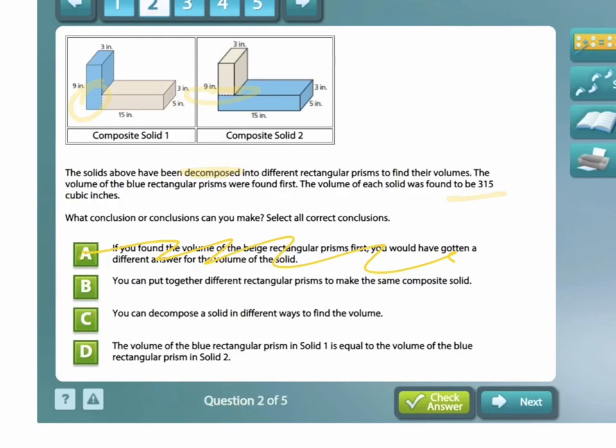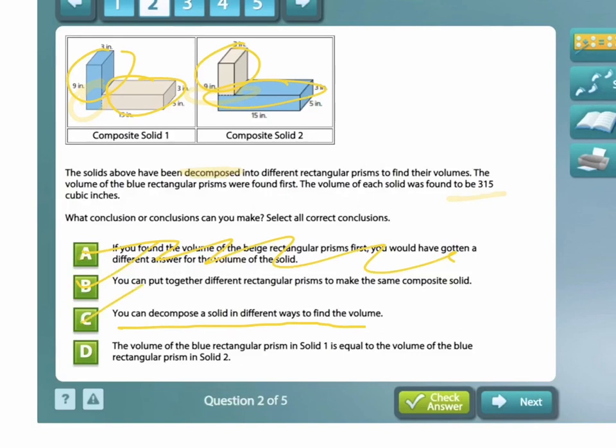Statement B, you can put together different rectangular prisms to make the same composite shape. That is true, because they put together different things, but they ended up with the same composite shape. So that would be true. You can decompose a solid in different ways to find the volume. Well, that's exactly what they did. They broke it apart in different ways and they found the same volume.